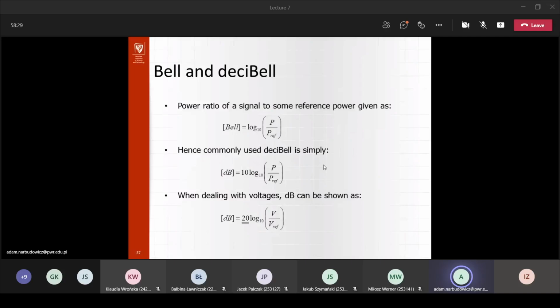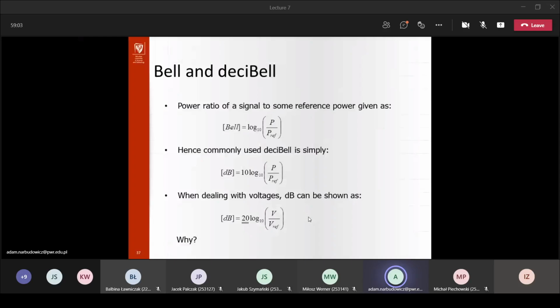Now, here's the part that is sometimes confusing. When dealing with voltages, this is often referred to as 20 logarithm base 10 of voltage 1 compared to the voltage of reference. And can somebody tell me actually why is that? The resistance is the same. Sorry, can you speak up? There's a square. Exactly, right? So very good.